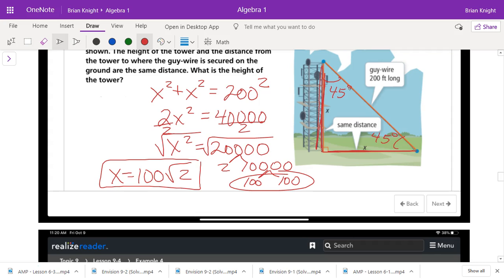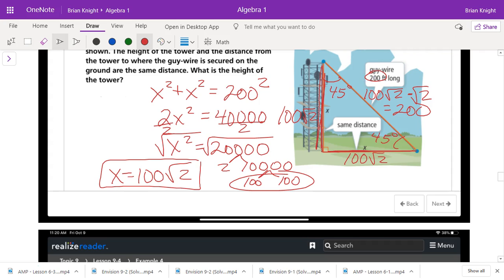Okay? And this little thing that happened, we got 100 square root of 2 and 100 square root of 2. To get the hypotenuse, it's always the leg, 100 square root of 2, times the square root of 2. What is the square root of 2 times the square root of 2? It's the square root of 4, which is 2, and 2 times 100 is 200, which is what we got.